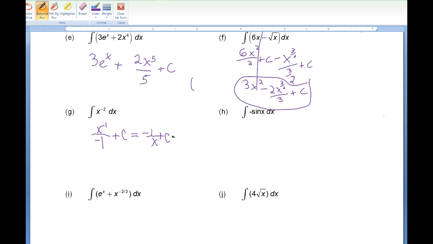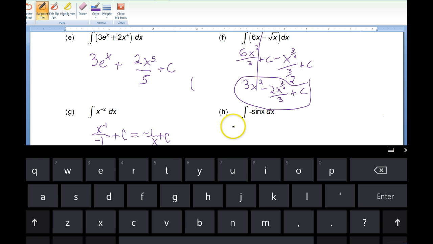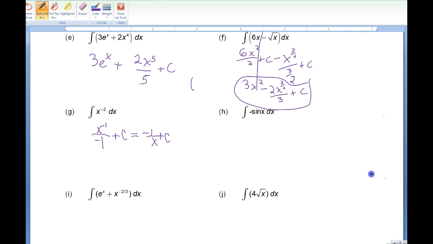All right, anybody for h? Yeah, I think this one's mine. So the antiderivative for negative sine, is it cosine or negative cosine? Negative cosine. You had it right. The antiderivative for sine is negative cosine. So if there's a negative already in front, they cancel each other and make it positive.